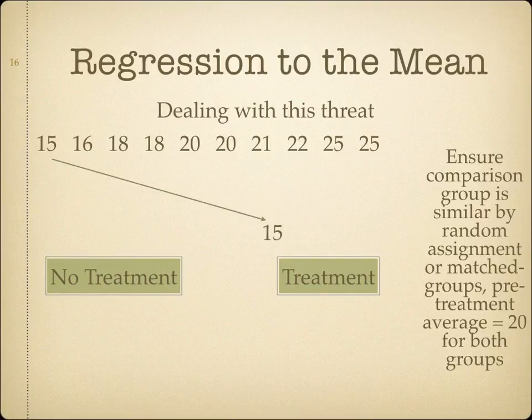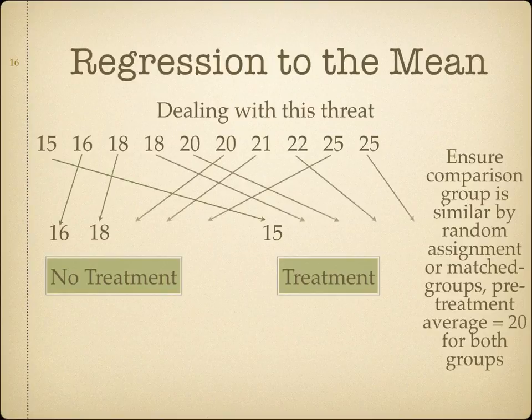Let's suppose the 15 person gets assigned to the treatment group, and therefore the 16 gets assigned to the no treatment group if this was matched pairs. And the 18 person is assigned to the no treatment group, and that means the other 18 person is assigned to the treatment group, and the 20 persons are split into the 2 groups, and the 21 and 22 are split, and the 25s are split, and it's randomly done. And we end up with a 20 average for both the treatment condition and the no treatment condition. And then they go through treatment.